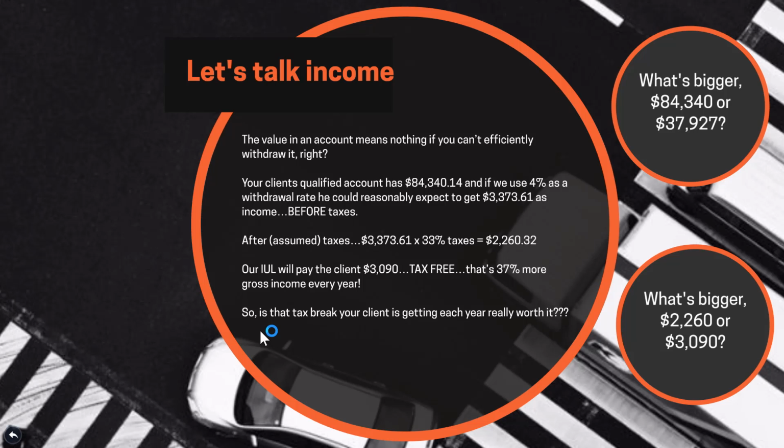So before taxes, he would have gotten $3,373. Now, if we take taxes away from that, because we're going to be taxing all of this money, none of it's been taxed up to this point, you're at $2,260. Compare that to the IUL that's going to pay $3,090, and that's all tax-free. So there's 37% more income coming out of that IUL than there is out of their taxable account. So is that tax break that they're getting up front really worth it? You could be talking about $30,000 or more difference over the course of that distribution phase. That's a big difference, guys. You could be talking about a 37% difference every single year in income based on taxes.